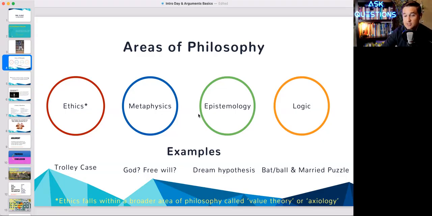So logic is a major area. Another one is ethics, which is sometimes called moral philosophy. So ethics is the philosophical study of rightness and wrongness, what's morally correct and incorrect. Morality looks at specific things, like if I were in some ethical dilemma, what is the proper course of action?